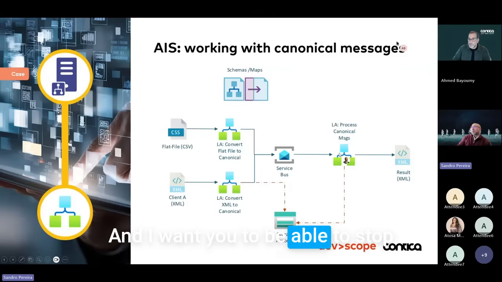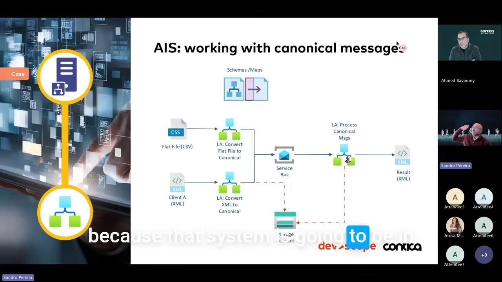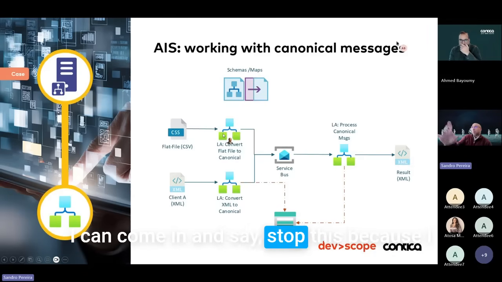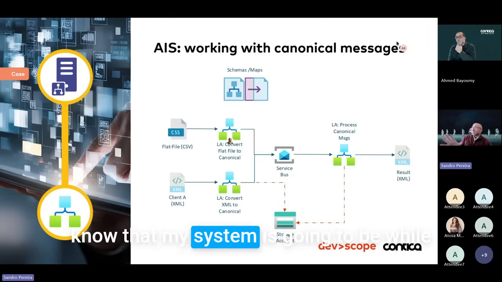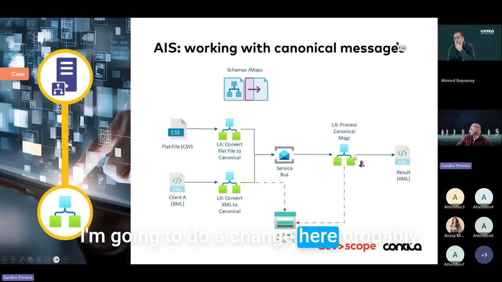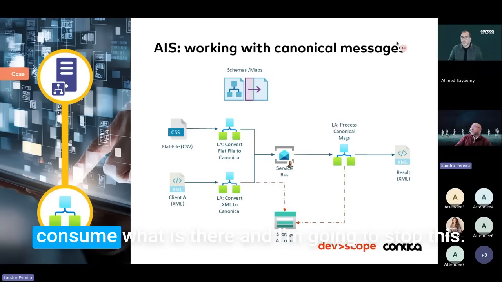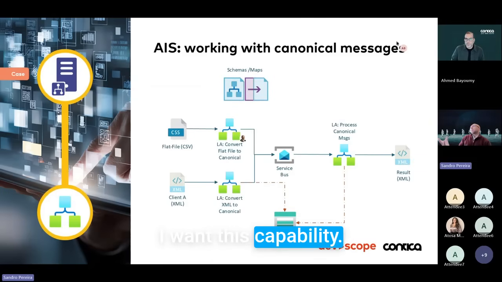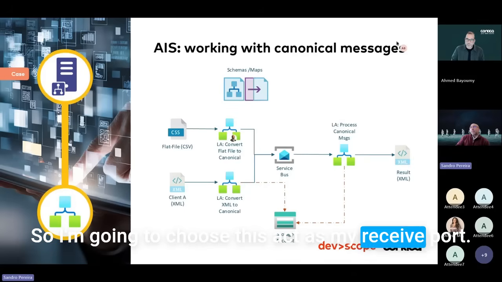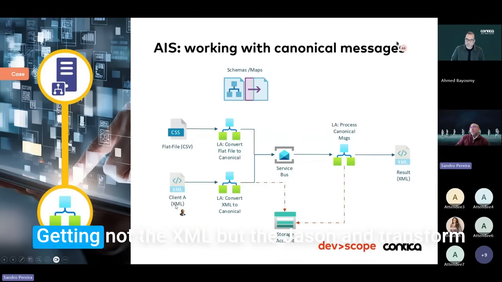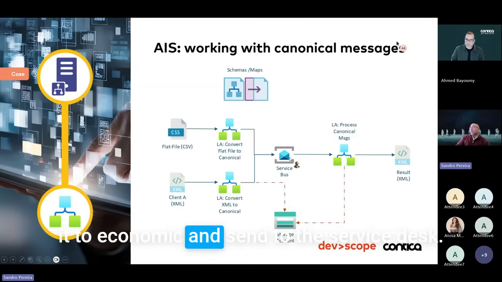And I want you to be able to stop these logic apps and stop processing. I'm not going to send anything because that system is going to be in maintenance for a couple of hours. Or I can come here and say, stop this, because I know that my system is going to be down while I'm making a change, and I don't want to send more data. So I'm going to consume what is there and stop this. I want this capability. Okay. I want this flexibility. So this one acts as my receive port, and this other one is the same, getting not the XML but the JSON, transforming it to a canonical and sending it to the service bus, okay?